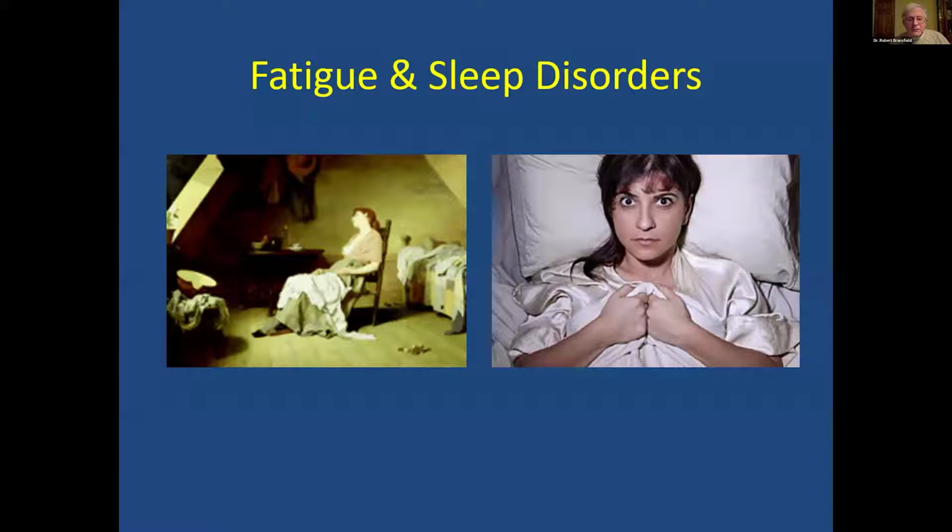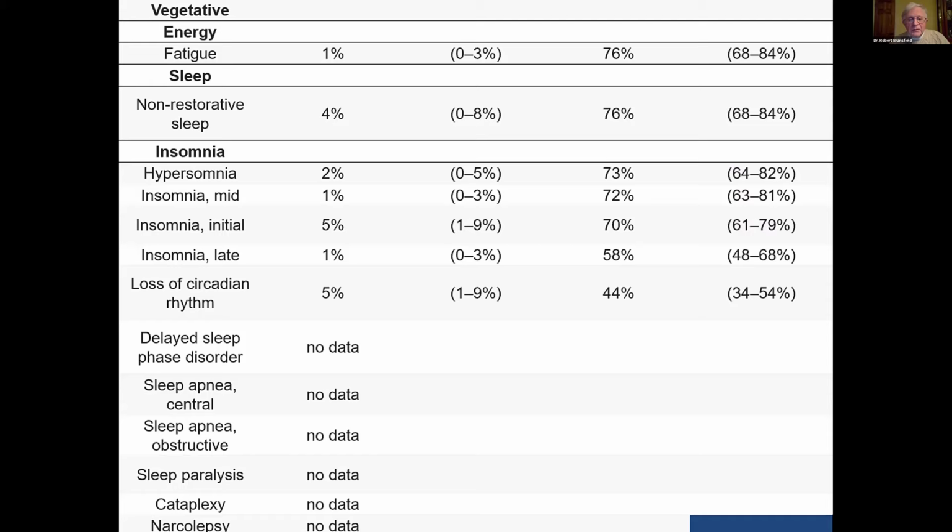Fatigue is often the number one complaint. If you do a survey of Lyme patients and say, what's your worst symptom? Fatigue often ends up at the top of the list. And 76%. Now, if you look at non-restorative sleep, 76% also, there's a strong correlation there. Non-restorative sleep often goes with fatigue. We call it the terrible triad: non-restorative sleep, fatigue, and cognitive impairments. And there's a number of different sleep disorders that you see, sometimes full-blown narcolepsy, but it can be other types of sleep disorders.